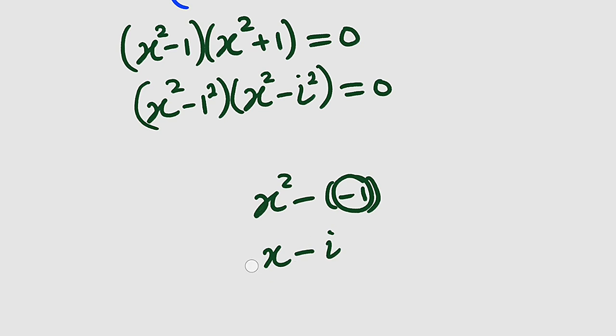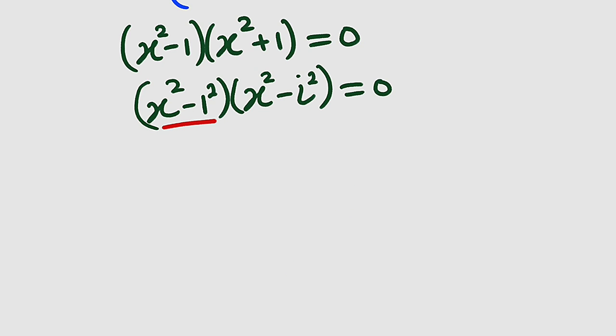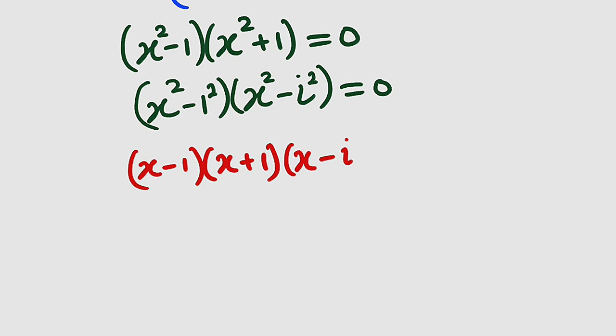Let's continue. Another difference of two squares here, which can be factorized as (x minus 1) multiplied by (x plus 1). Another difference of two squares, that is (x minus i) multiplied by (x plus i) equals 0. Now we have 4 factors. We are going to set each to be equal to 0.